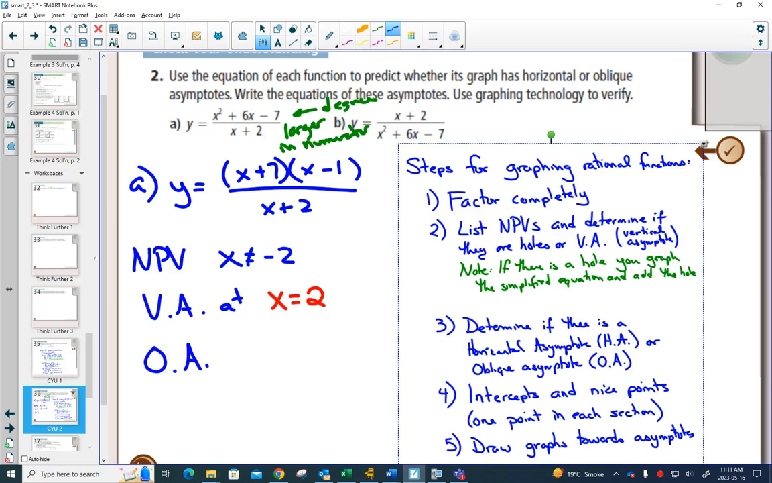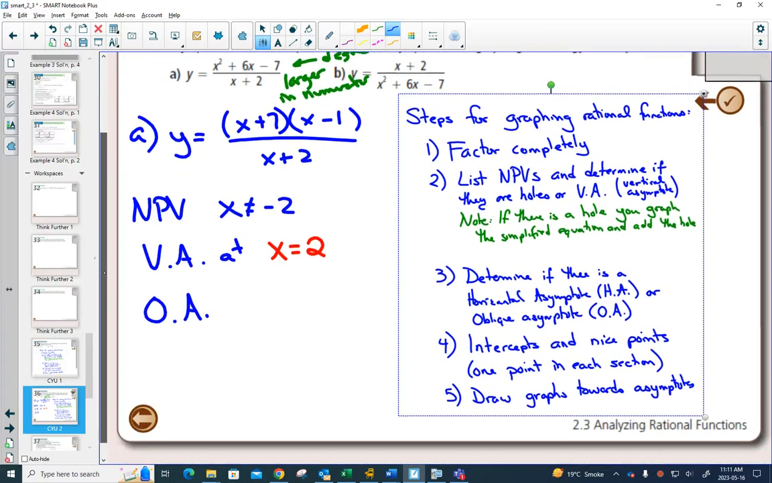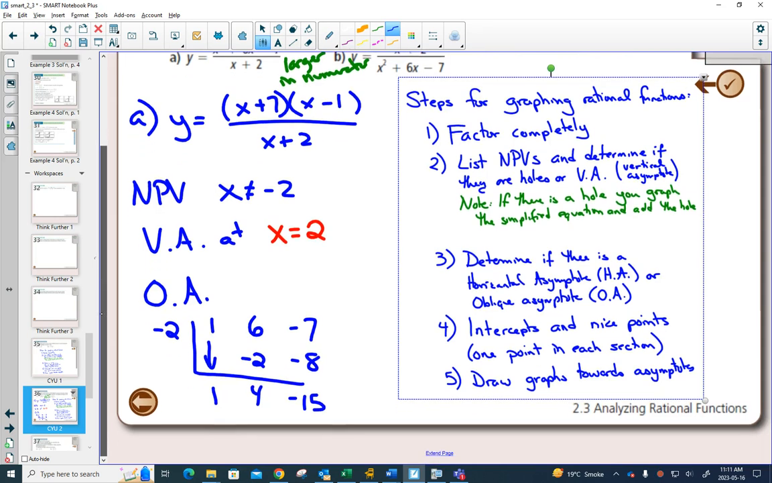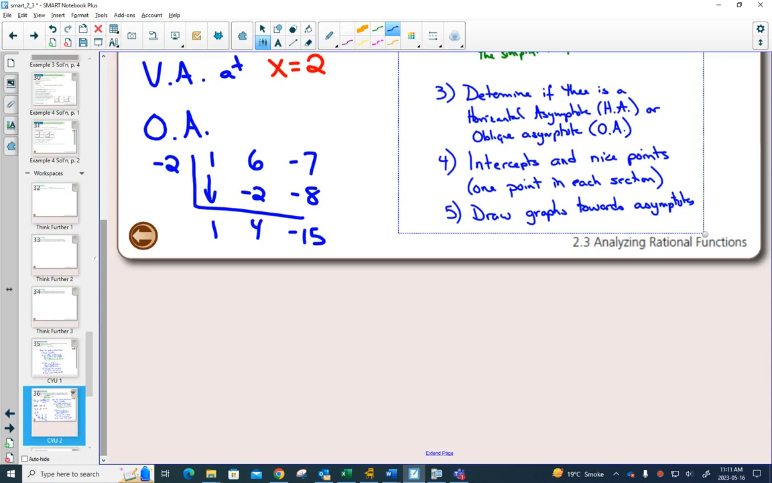And you find your oblique asymptote by dividing, using synthetic division. So our original function was 1x squared plus 6x minus 7. We're dividing by x plus 2, so you put a minus 2 out in front. Bring down the 1, multiply, and add, multiply, and add. Okay? And your oblique asymptote will be at y equals x plus 4, and you can ignore the remainder.